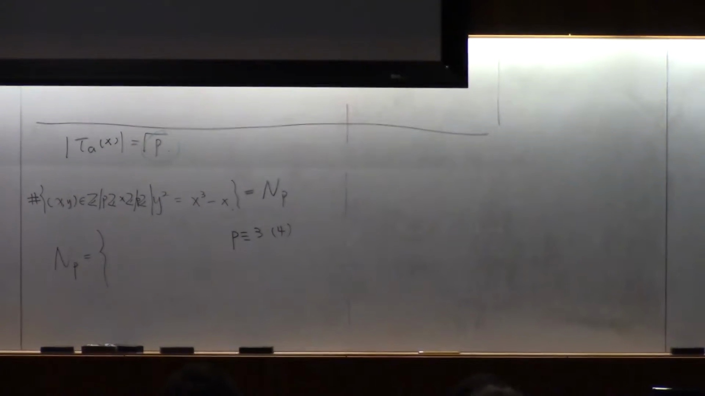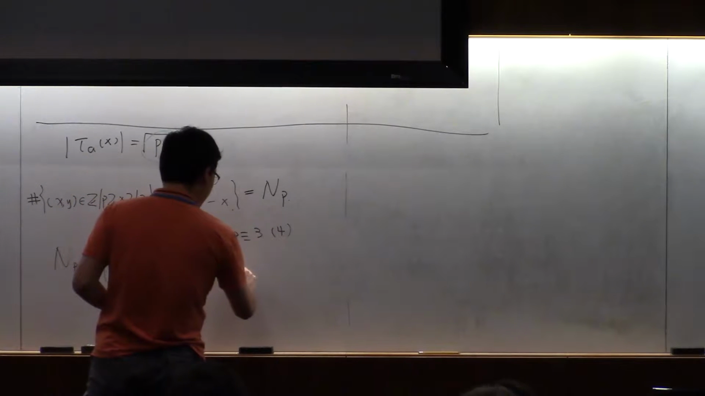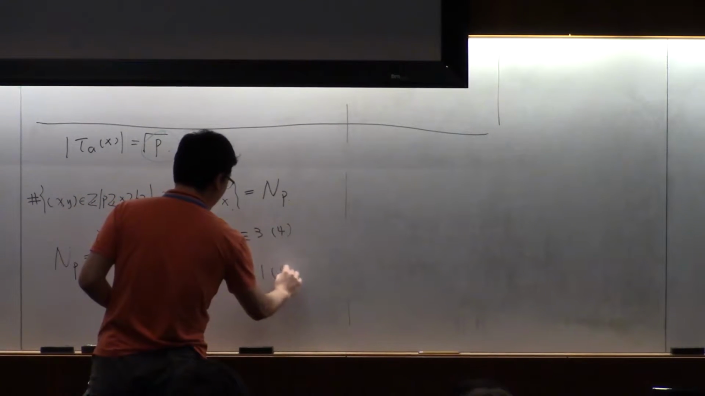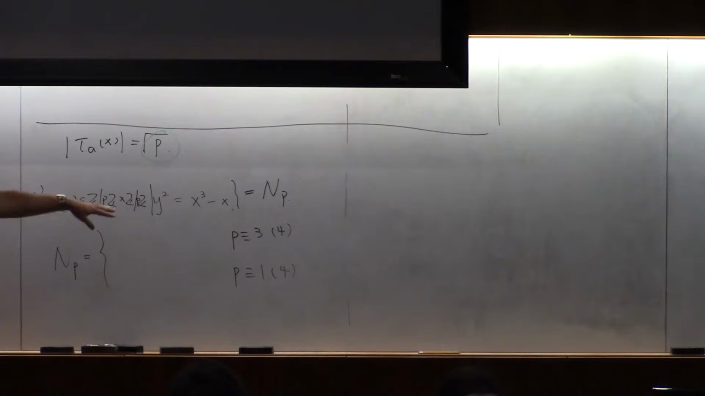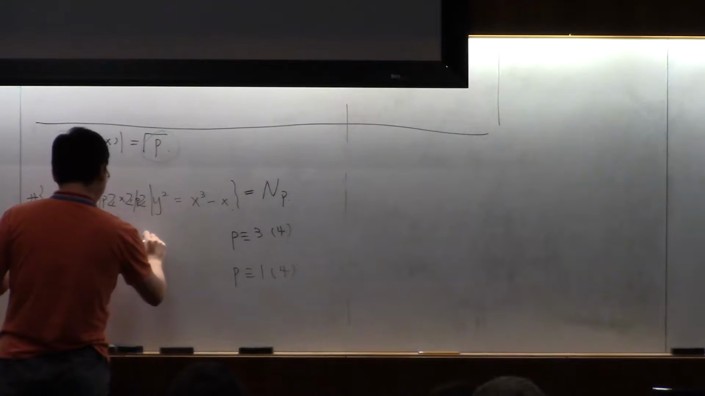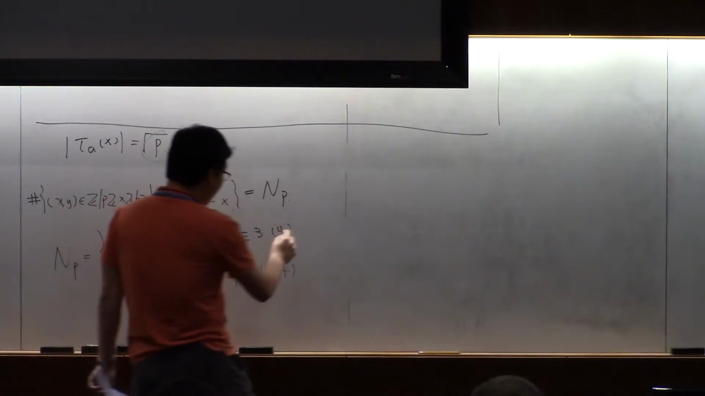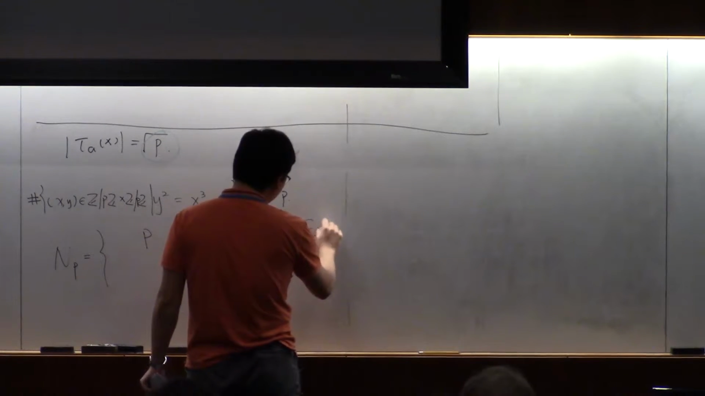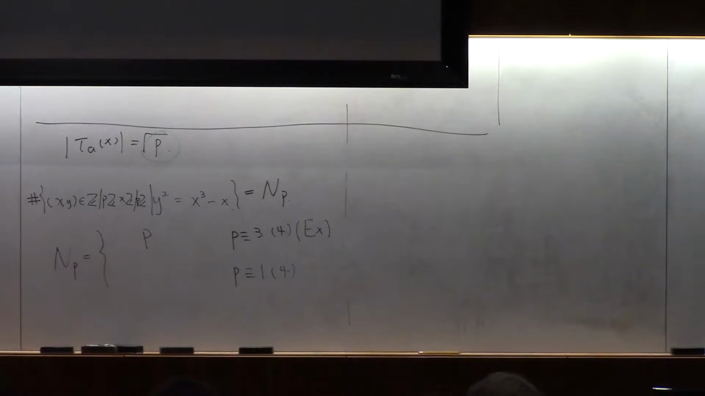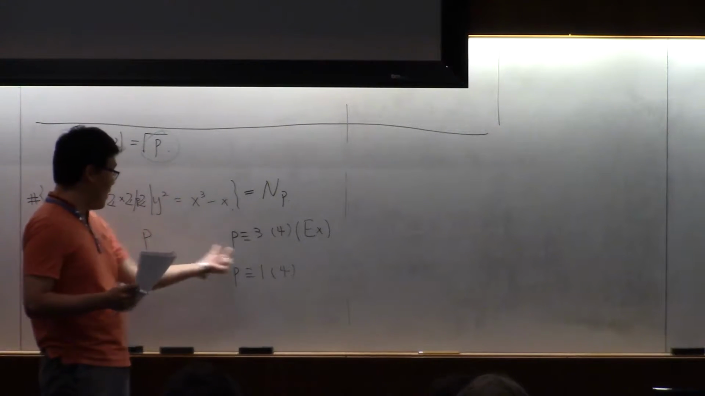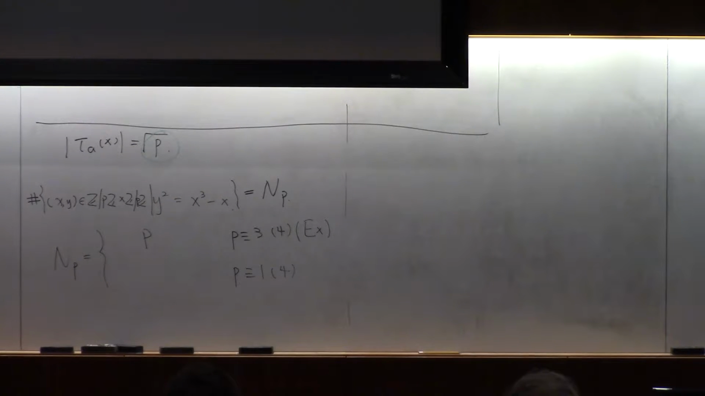Here I assume p is an odd prime. So either p is congruent to 3 modulo 4, or p is congruent to 1 modulo 4. In the first case, the answer is very easy. It's just p. And actually, you can try to think of this by yourself. It is not very difficult. It's just a one-sentence argument. You can show that the number of solutions is p when p is congruent to 3 modulo 4. I leave it as an exercise. This is a very doable question.